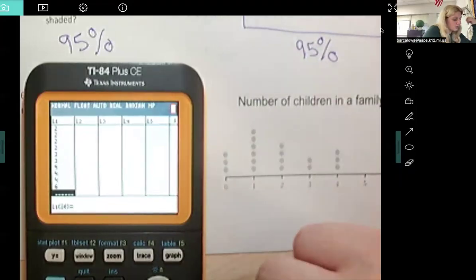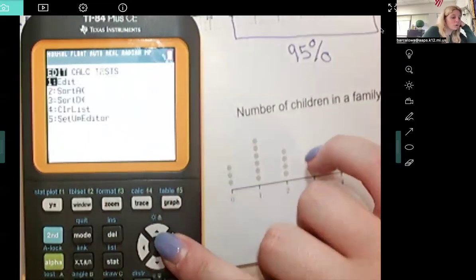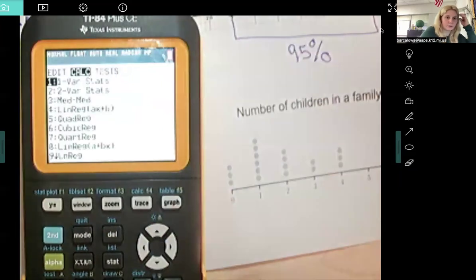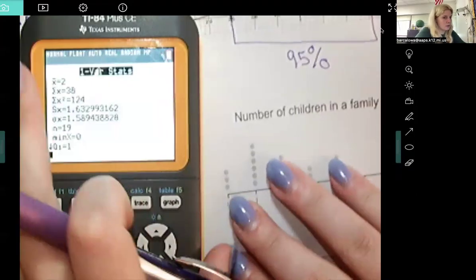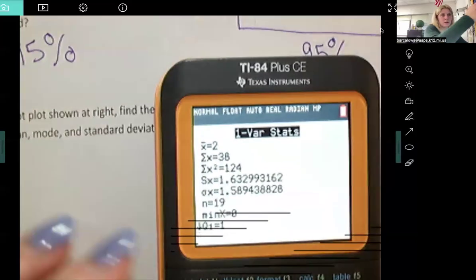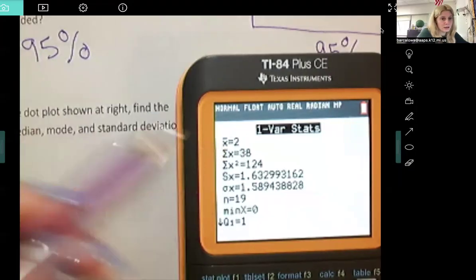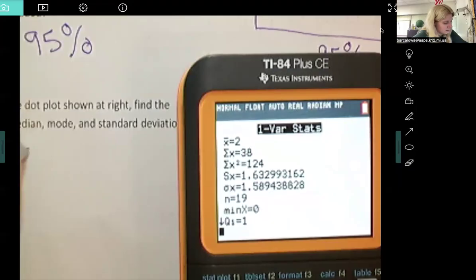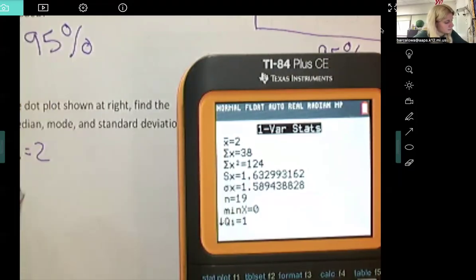Okay, once your data is all in there, go back to stat. I'm going to go over to calculate because now I want my calculator to calculate for me. Enter, enter, enter. Bam. Okay, that first value here, I'm going to zoom in so we can see really good. X with the line over it, that means the mean. Okay, so my mean is 2. Standard deviation is this one, the circle with the line. That's the Greek letter sigma. So standard deviation is 1.59.